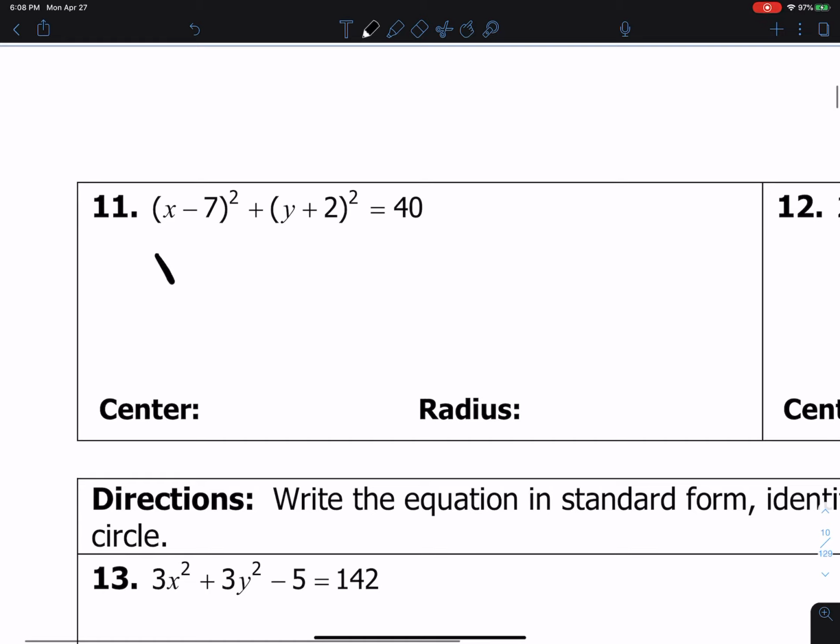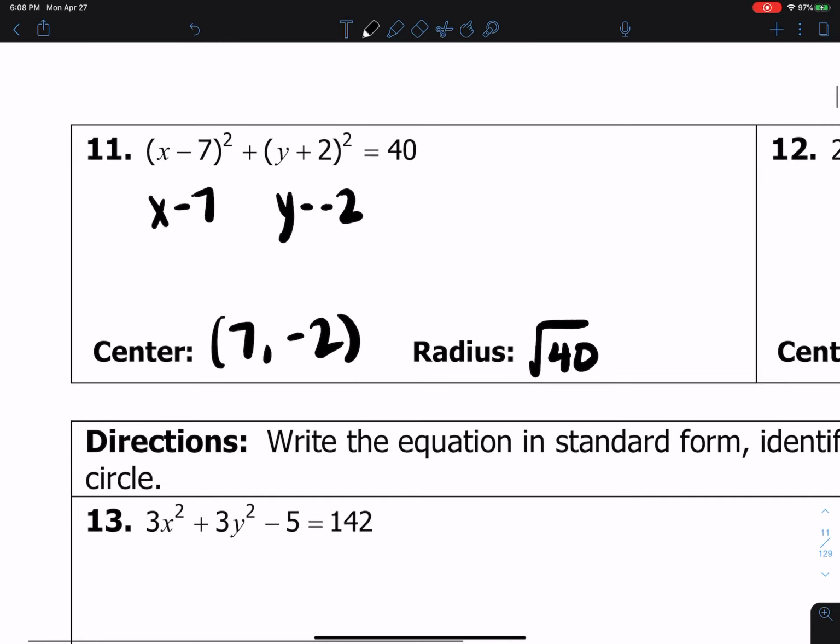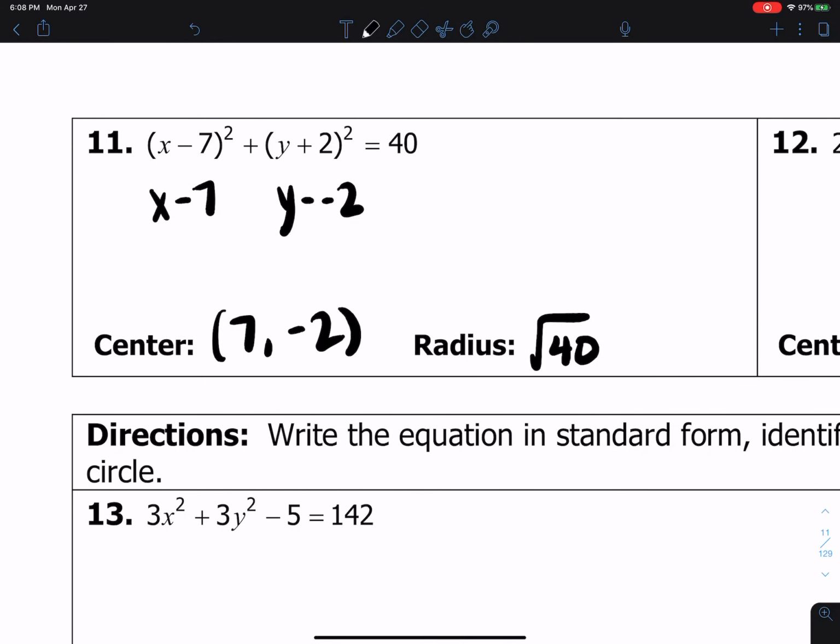Okay, on the next one, we have x minus 7. So 7 is the x-coordinate, and then y minus negative 2. So that's negative 2 there. The radius is the square root of 40. Or we could write 6.32, but this is the exact form here.